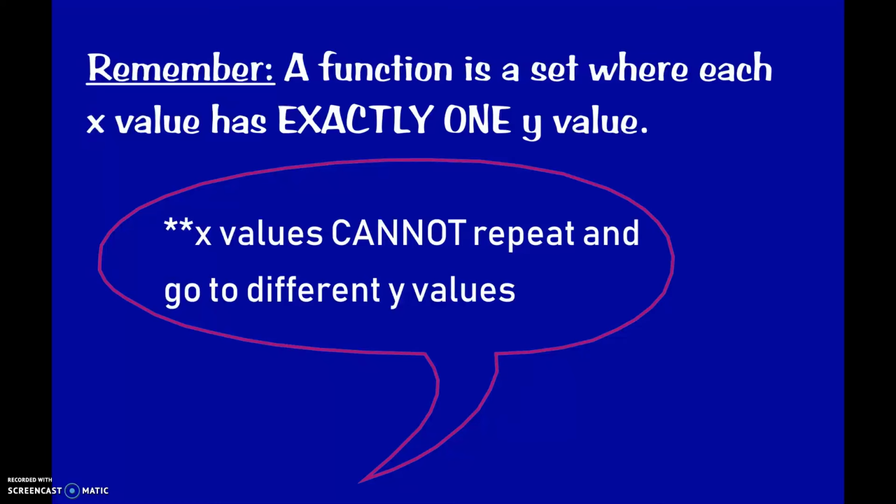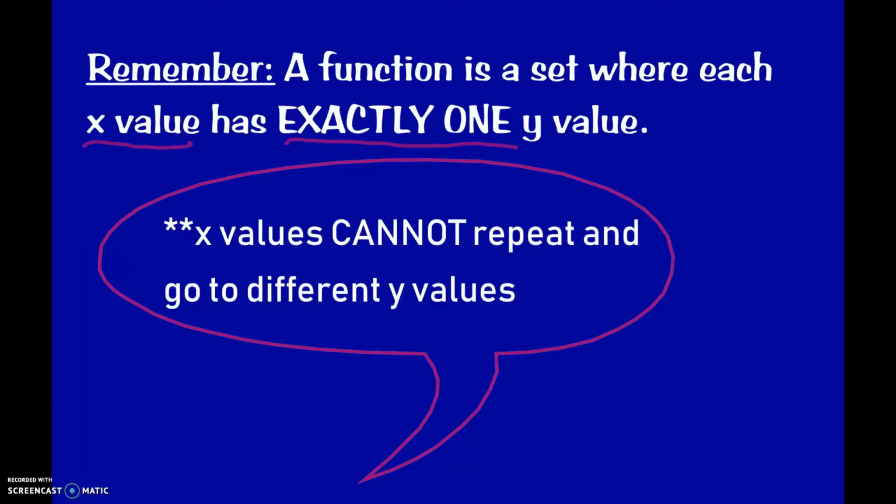Before we start talking about whether or not a graph is a function using the vertical line test, we need to remind ourselves what a function is. Remember, a function is a set of points or values where every single x value has exactly one y value. So there can't be an x that gets sent to more than one y value. A shortcut way of thinking about it is that x can't repeat and go to different y values.